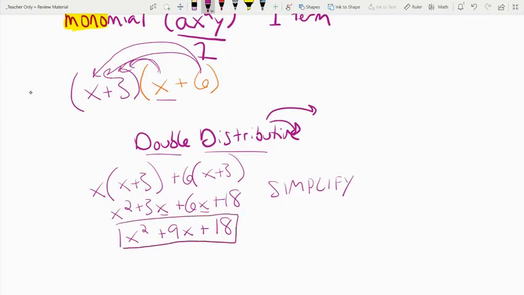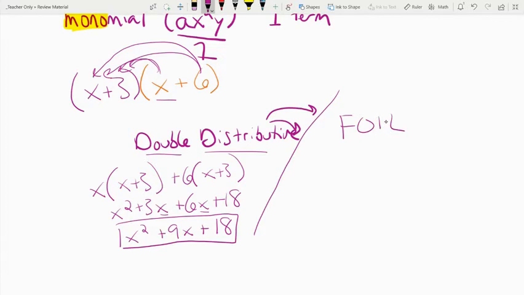Notice that when you multiply two binomials, you actually get a trinomial. One term, two terms, three terms. Okay, the other way that we can think about doing this, let me just erase this. Okay, the other way we can think about this is by a method called FOIL.